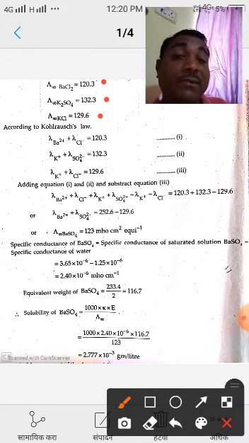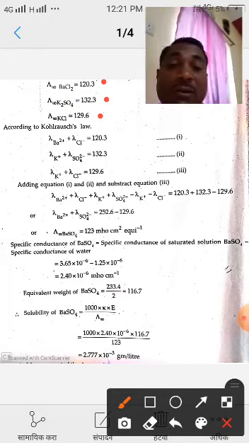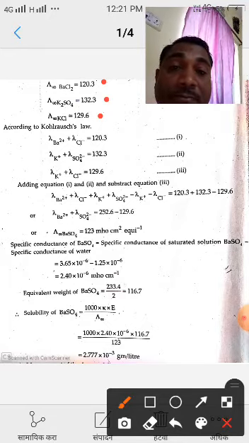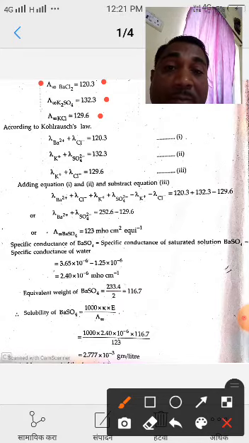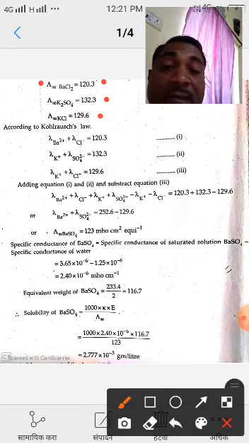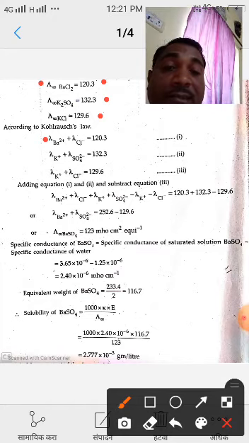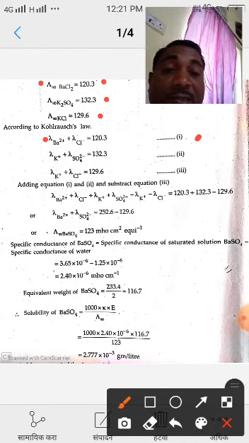Here we use the first application of Kohlrausch's law. That means from this application we have to find out the equivalent conductivity of a weak electrolyte. According to Kohlrausch's law, the equivalent conductivity of BaCl2, 120.3, is converted into the ionic conductance of barium dipositive ion plus the ionic conductance of Cl negative ions, which is equal to 120.3. This equation is written as 1.